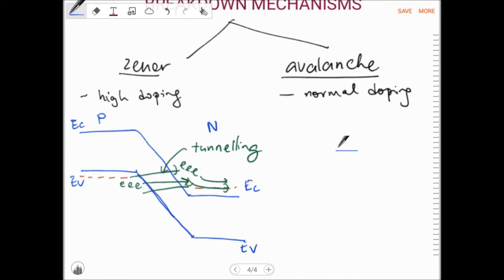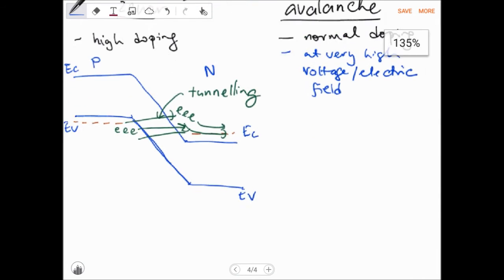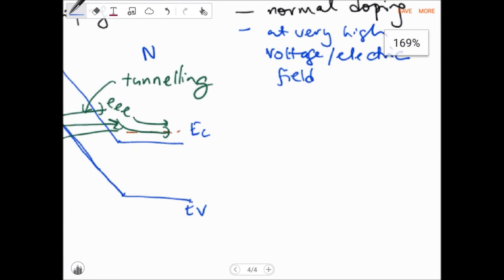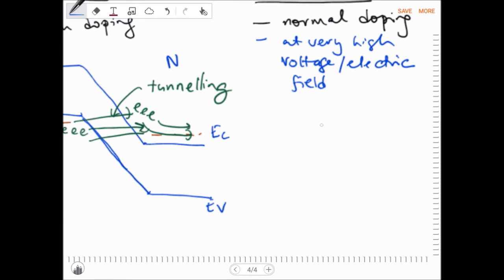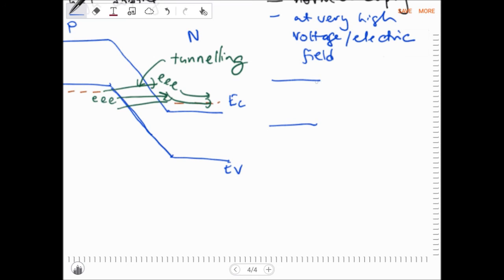Now let's look at Avalanche. Avalanche normally occurs at normal doping and normally at very high voltage or electric field. So what happens is, if I draw the energy band diagram, I start with the P here, and remember it's at high voltage. So I need to draw a little bit extreme here, and it goes like that.